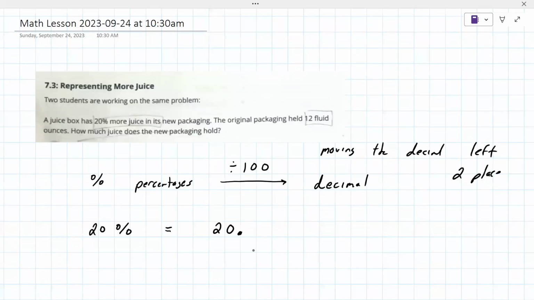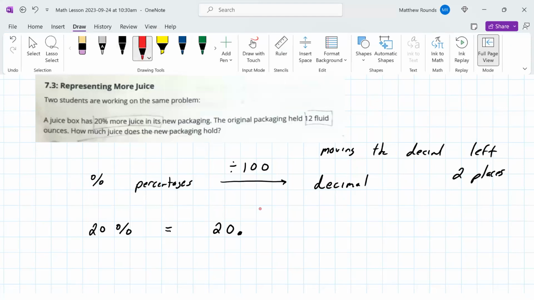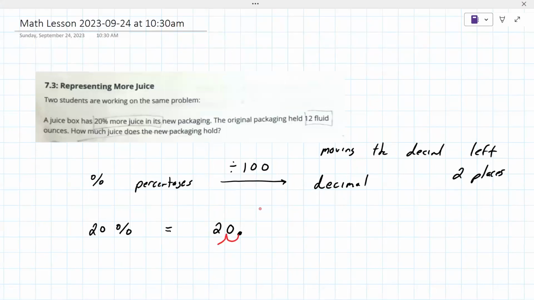2 places. So there's our decimal. Grab a different color here. We're gonna go left. There's 1, there's 2. That's where you put the new decimal. So this becomes 0.20.